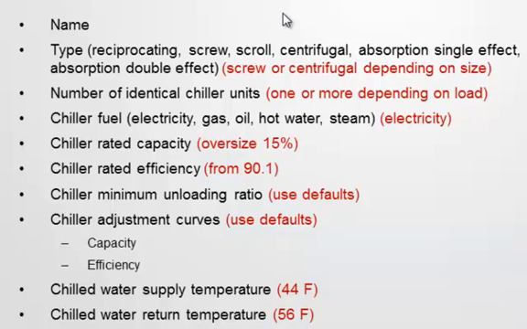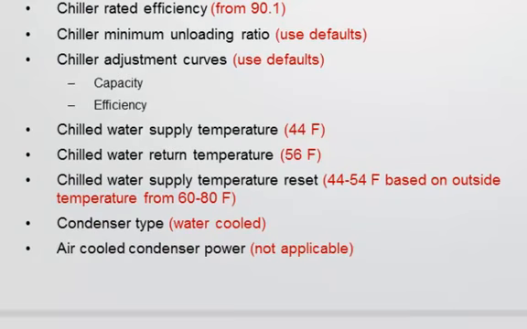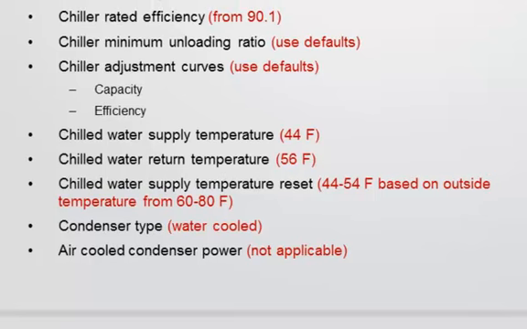The default chiller adjustment curves for capacity and efficiency are taken from the COMNET defaults, and as I mentioned, we'll cover those equipment curves in more detail next week. Chilled water in the baseline is delivered at 44 degrees Fahrenheit and returned at 56, but that temperature is reset up to 54 degrees when the outdoor temperature drops to 60. The condenser type is, of course, water cooled, and so forth.